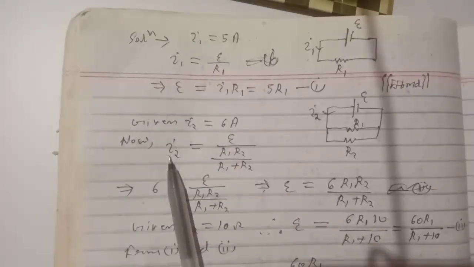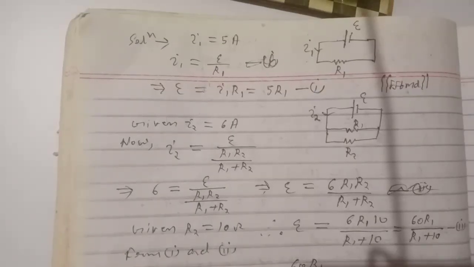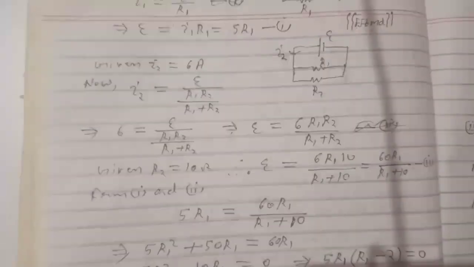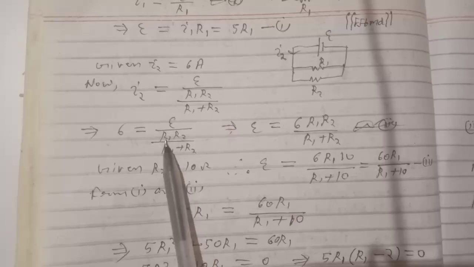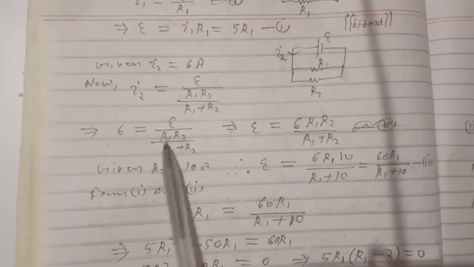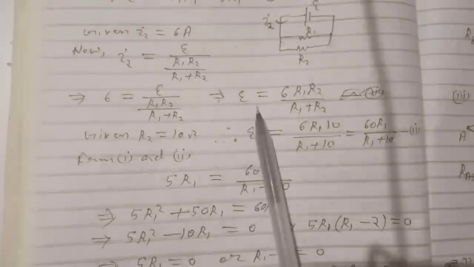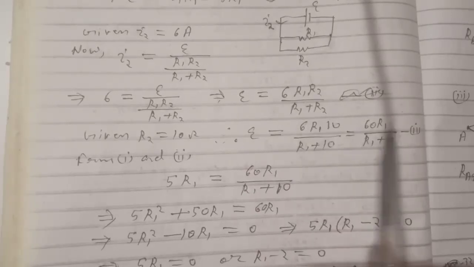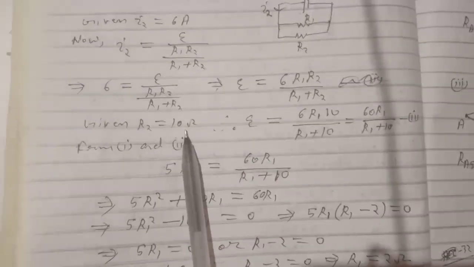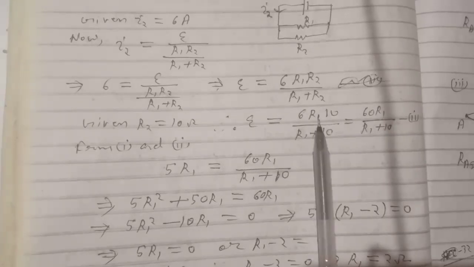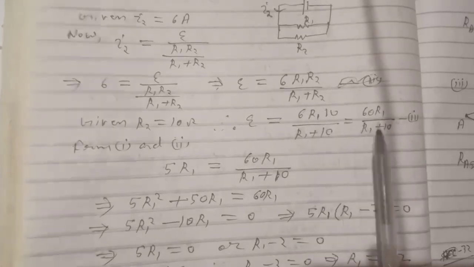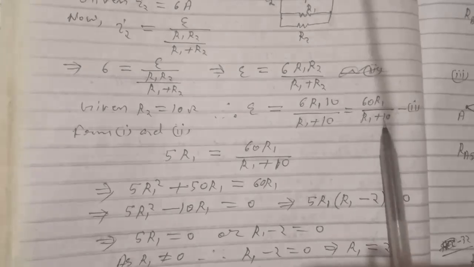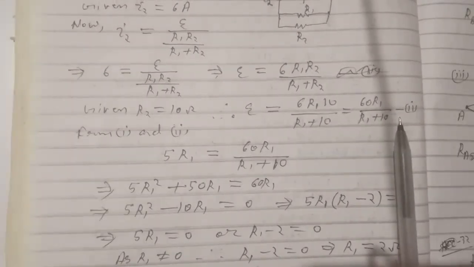Now I2 will be given as E by R equivalent. So E by R equivalent, because these are in parallel, is R1 into R2 by R1 plus R2. This implies E equals 6 R1 R2 by R1 plus R2. Now given R2 equals 10 ohm, E equals 6 R1 into 10 by R1 plus 10, that is 60 R1 by R1 plus 10. This is equation 2.